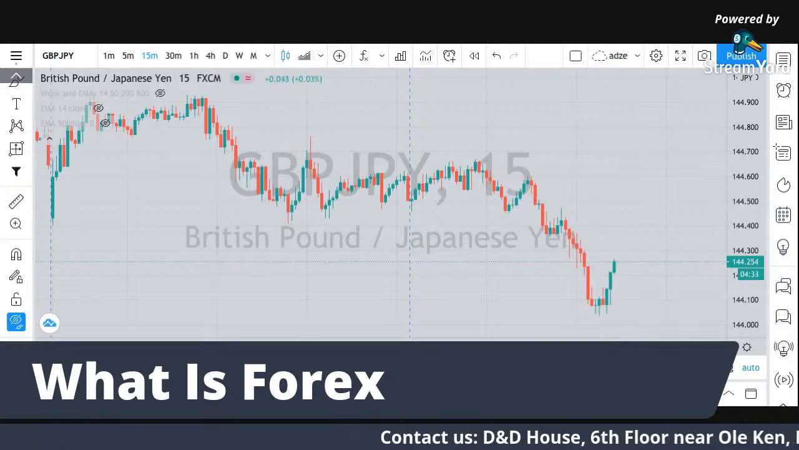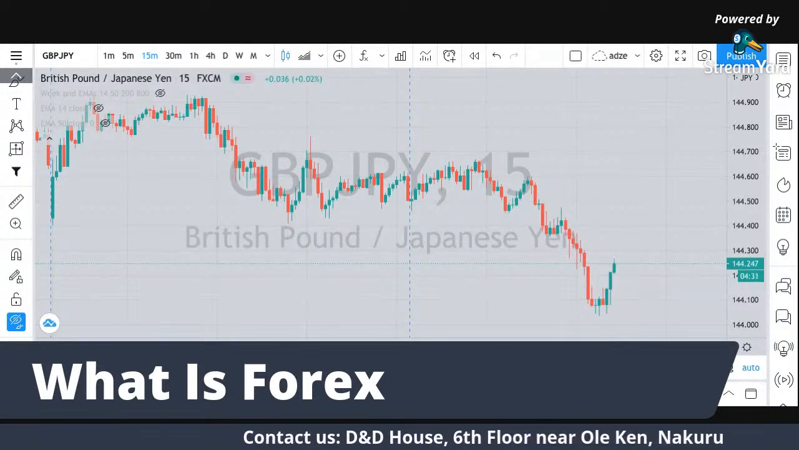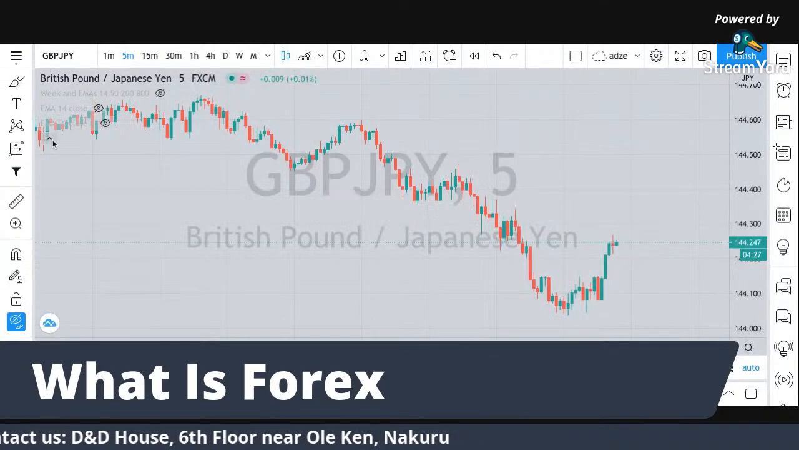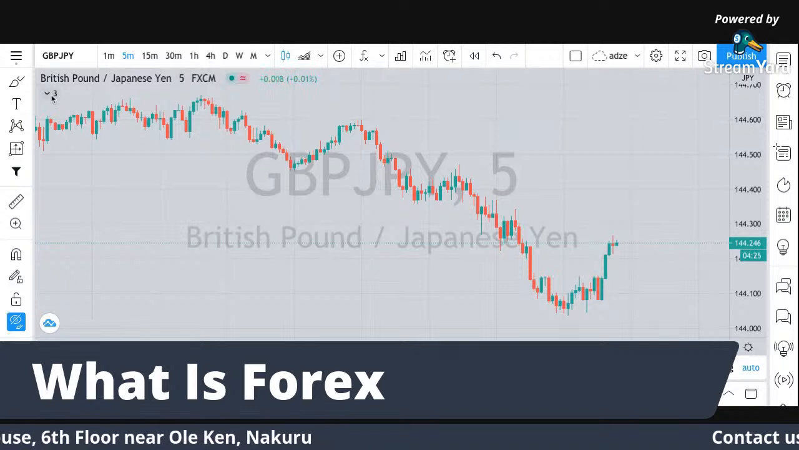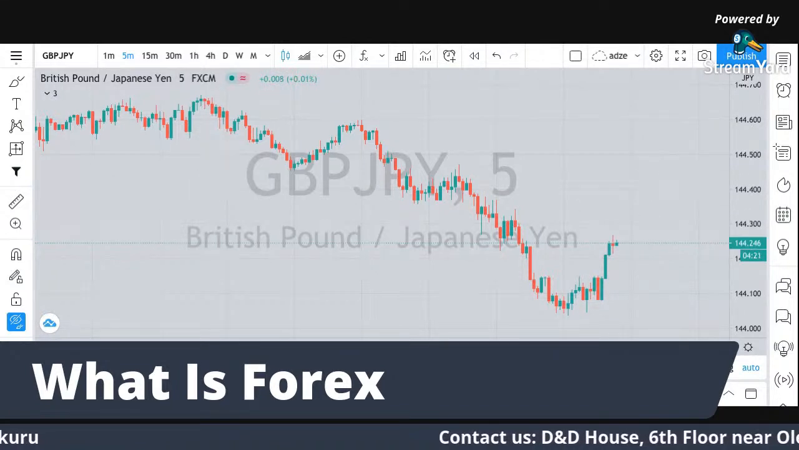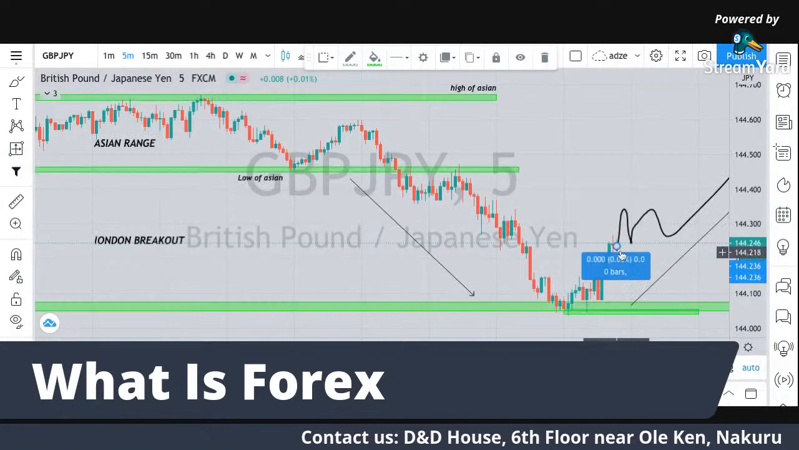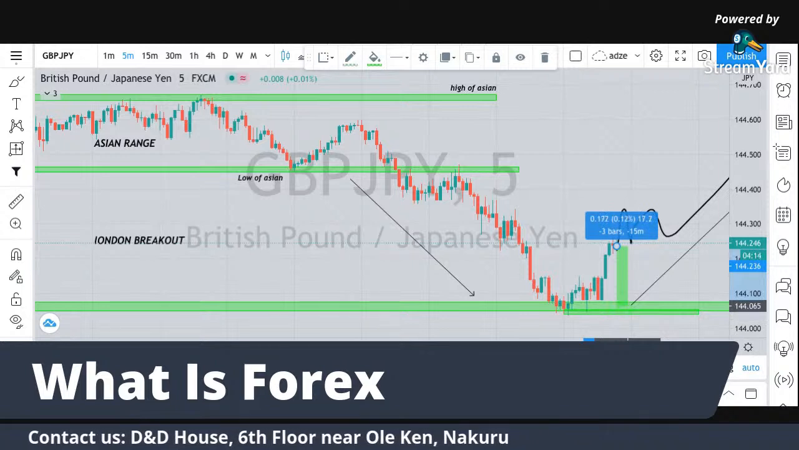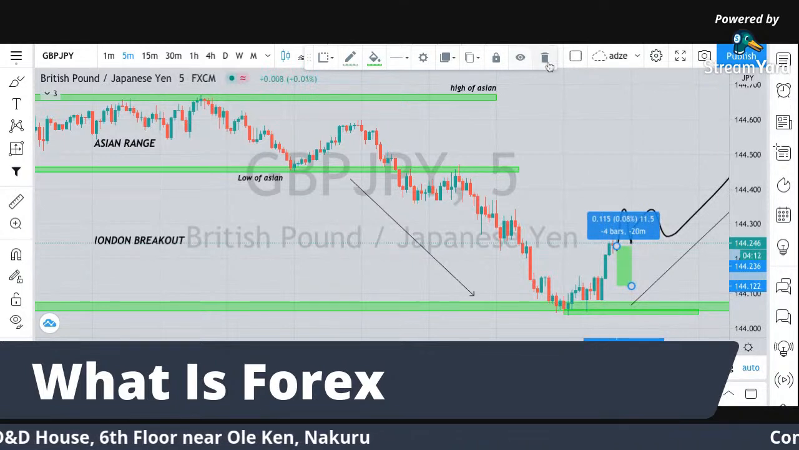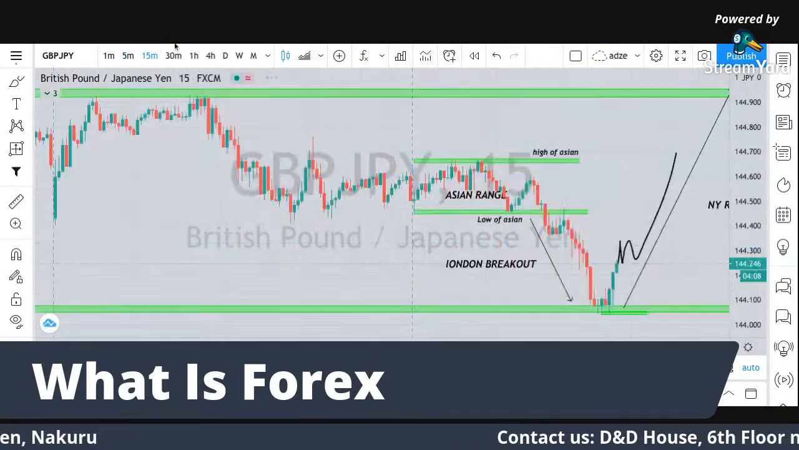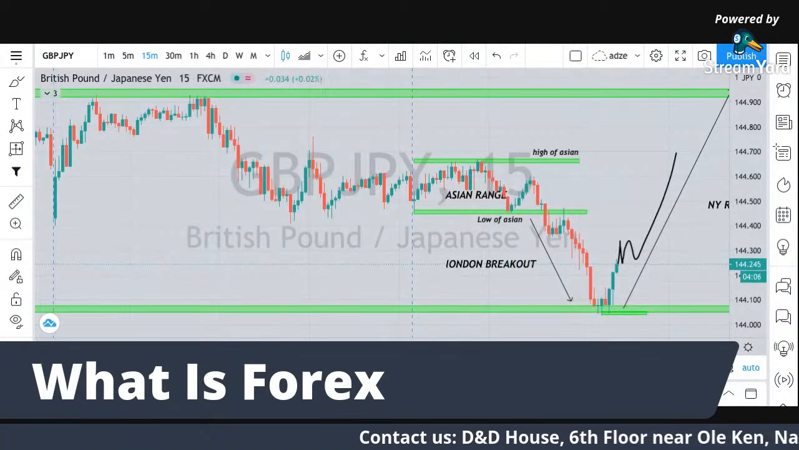Trend is your friend until it decides to shaft you. Wait, not your friend. So this is what we are expecting. 10 pip stop loss. Martin, you're saying you took the trade. Okay, let's wait and see. Oh, you're saying you entered at 144.17.